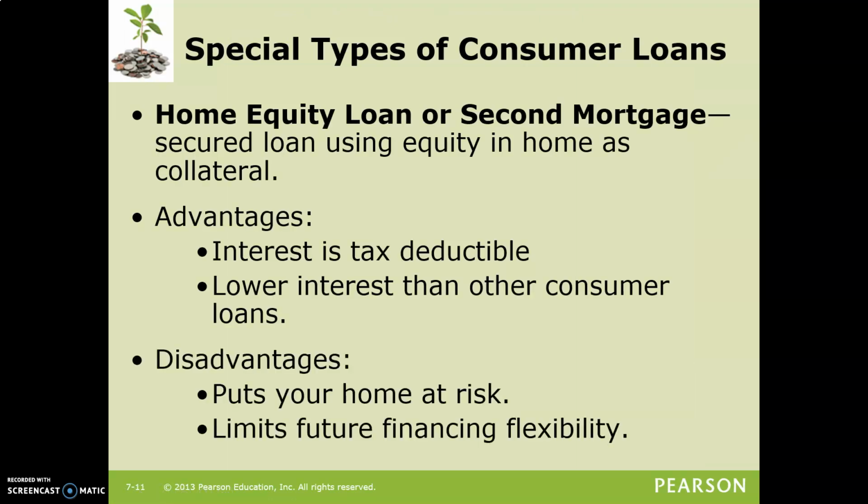Okay, we also have a special type of consumer loan, that is home equity loans or second mortgage. This is a secured loan using equity in homes as collateral. Meaning to say, you have your home loan, and after several years you want to have a second mortgage loan, which in Malaysia we call refinancing, and your house becomes the collateral of your second loan. Advantage: interest is tax deductible, lower interest than other consumer loans. Disadvantage is that it puts your home at risk and limits future financing flexibility.